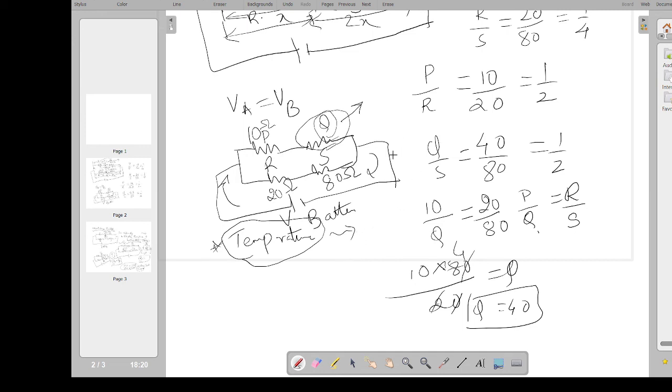I hope you have all understood the working principle behind this Wheatstone bridge and its importance. And in the next class we are going to solve some numericals on this Wheatstone bridge.